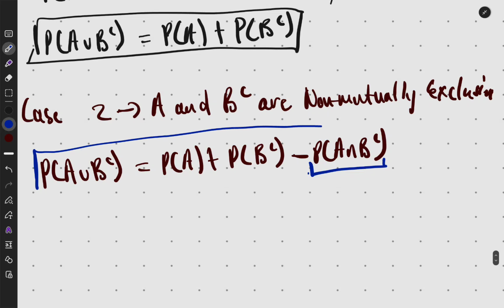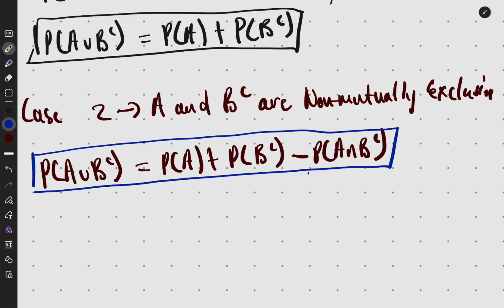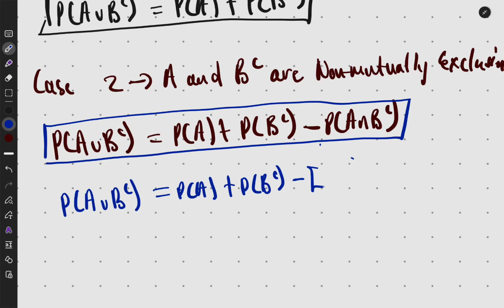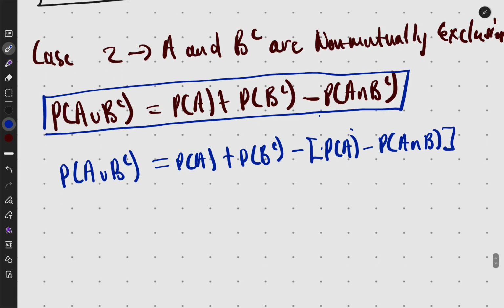Let's put this in brackets here because we are going to have two important stages. So this is stage number 1. We know that this is going to be the probability of A minus the probability of A intersection B. Then we have the probability of A intersection B complement. We've talked about it before. So we can now say that the probability of A union B complement is going to be the probability of A plus the probability of B complement, then minus, in brackets, the probability of A minus the probability of A intersection B, then we have the probability of A intersection B complement.